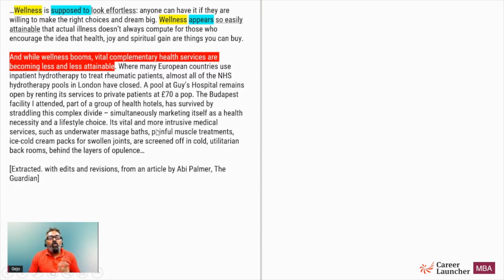Its vital and more intrusive medical services, such as underwater massage baths, painful muscle treatments, and ice cold cream packs for swollen joints, are screened off in cold utilitarian backrooms behind the layers of opulence.